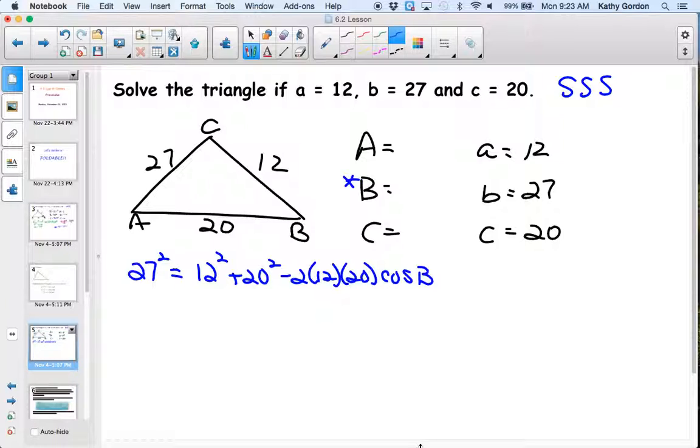All right, it's algebra. Work it out. Use your calculator.